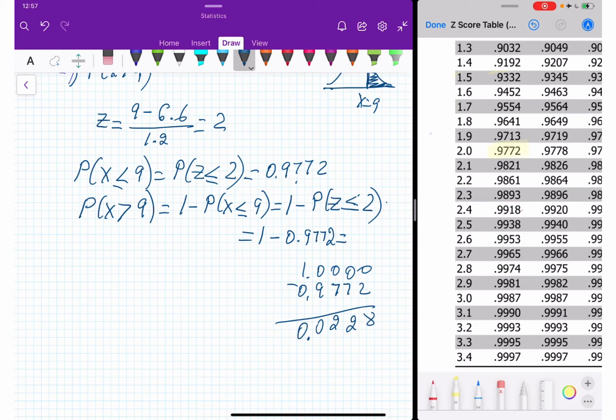0.0228, which is going to be, if we round to 3 decimals, 0.023 because we are rounding. Okay? All right, we got it. Moving to the next question, number 4.